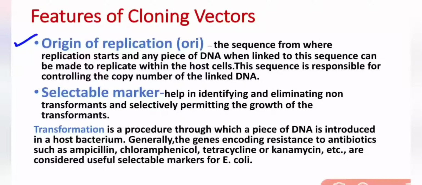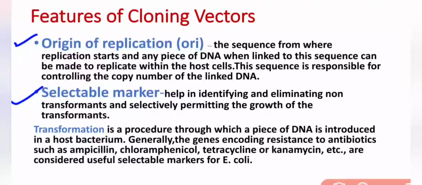The next feature is the selectable marker. Cloning vectors have a selectable marker which helps us to identify and eliminate the non-transformants from the transformants. What are these two terms? Transformants are the cells which have received the recombinant DNA. And non-transformants are the cells which have not received the recombinant DNA. With the help of these selectable markers, we can select the transformants from the non-transformants.